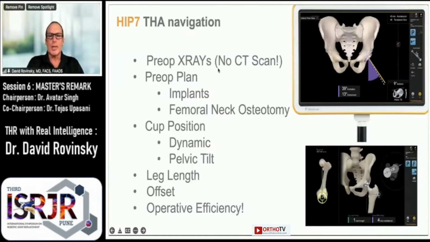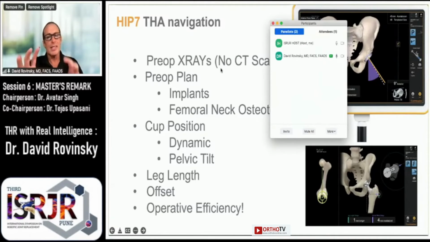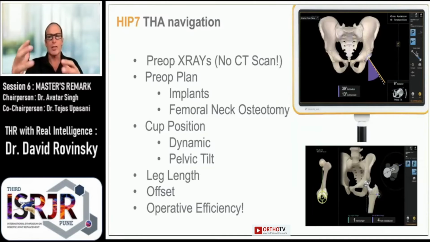So we have pre-op x-rays. You don't need a CT scan. And I think a CT scan is necessary for some cases with very difficult anatomy, like dysplasia, but not for the routine case.